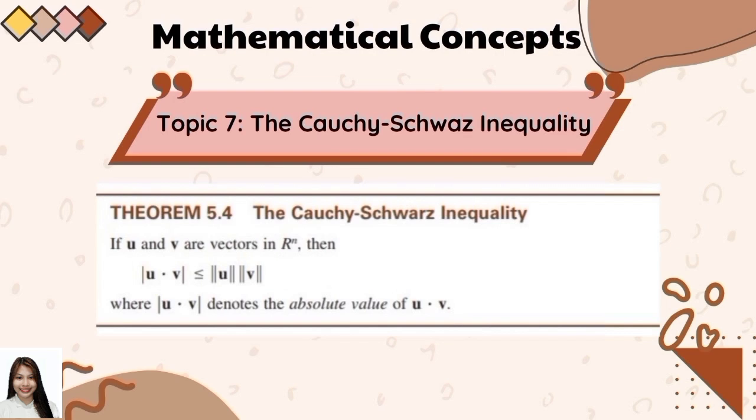Topic number 7, we have the Cauchy-Schwarz inequality. Theorem 5.4 is the Cauchy-Schwarz inequality. If u and v are vectors in R^n, then the absolute value of u · v is less than or equal to the norm of u times the norm of v, where the absolute value of u · v denotes the absolute value of the dot product.